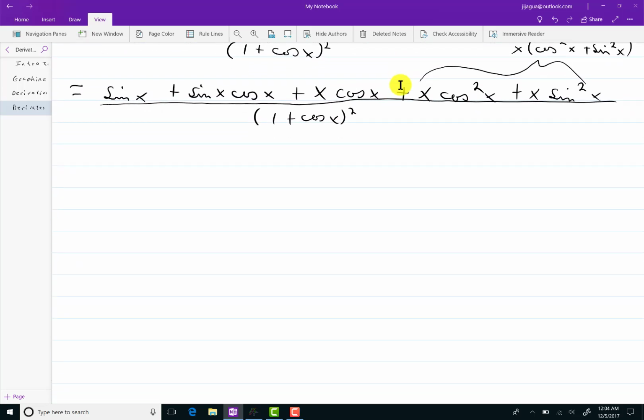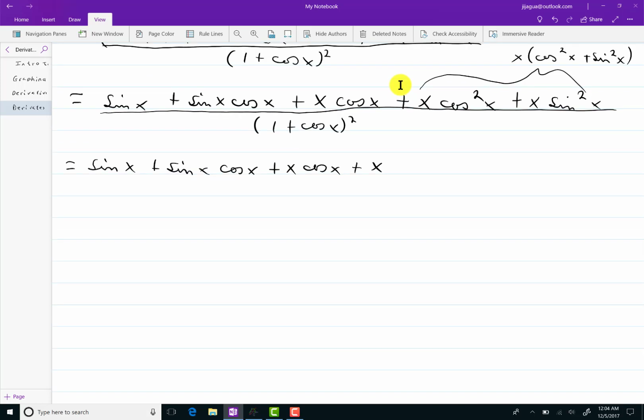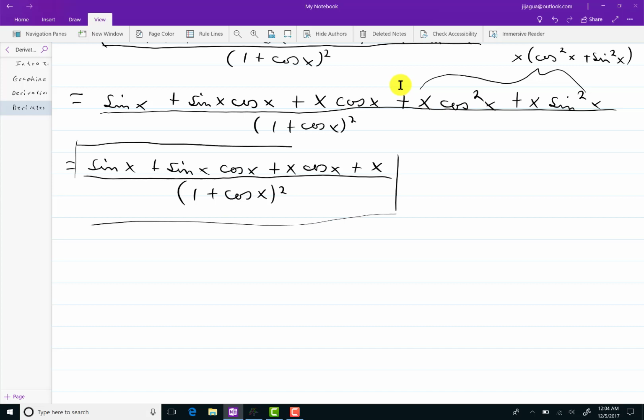So what I'd probably put for my final answer is going to be sine of x plus sine of x cosine of x plus x cosine of x plus x. Because that is, after all, x times 1, divided by 1 plus cosine of x squared. So let me go ahead and box that off as my answer.